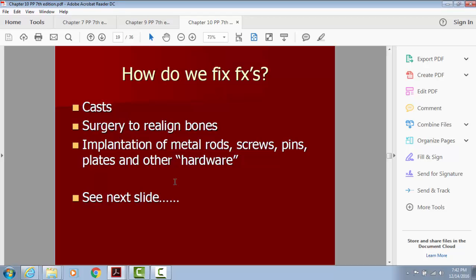Well, typically, it depends on where it is on the body. A lot of times we'll use a cast to immobilize that bone so that it can grow back together. In the case of the comminuted fractures, surgery is used to realign the bones, and many times requires the implantation of metal rods, screws, pins, plates, and other hardware.